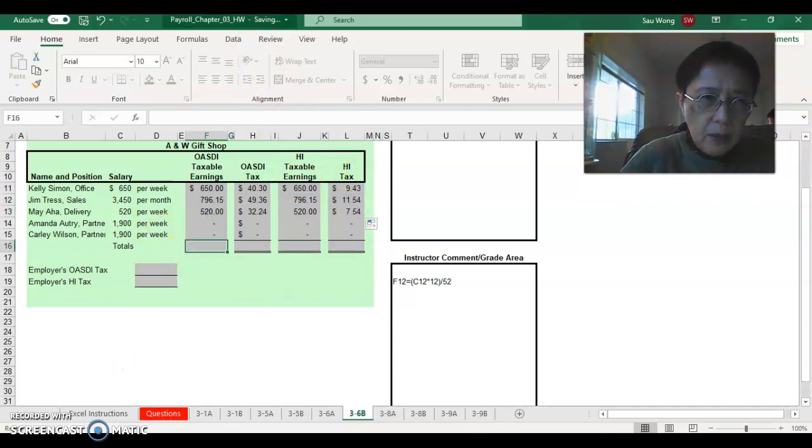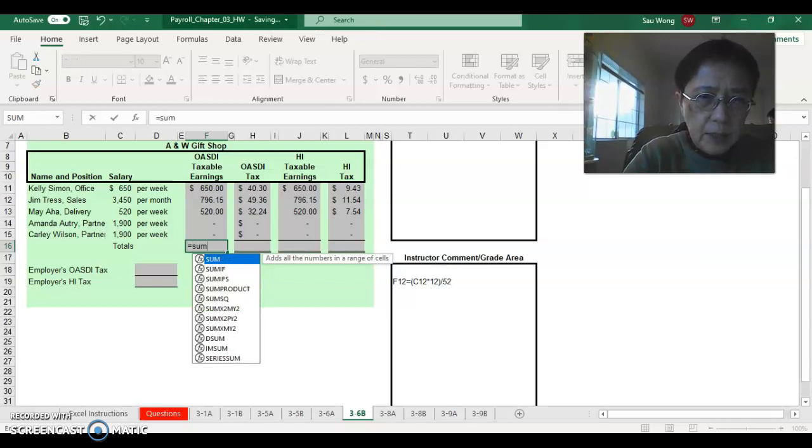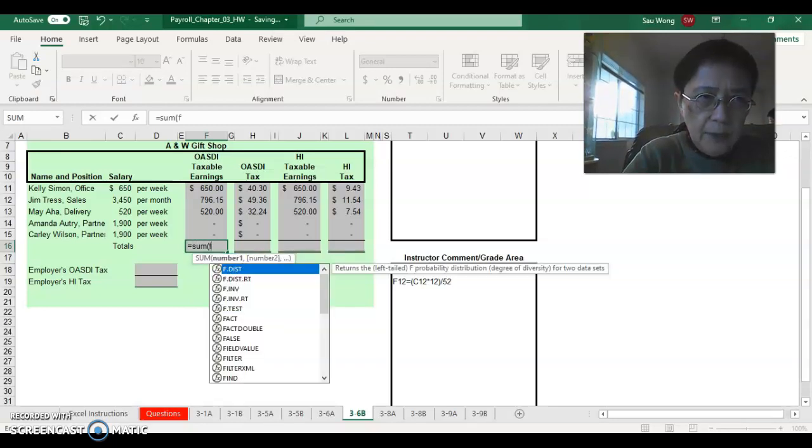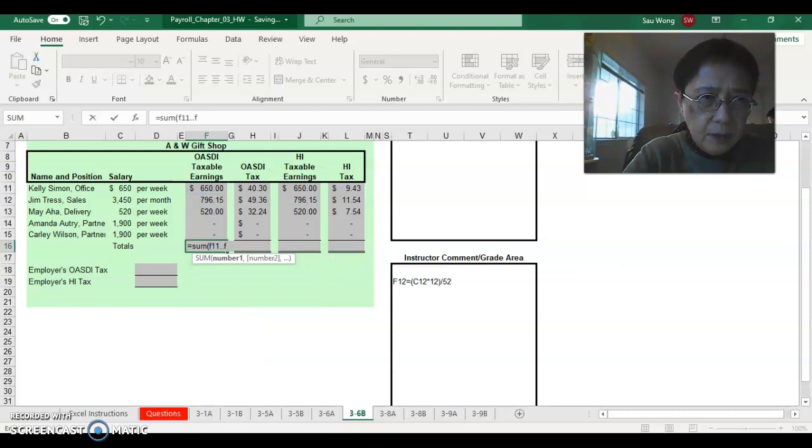Okay, so we need to total up the taxable wages, taxable earnings for OASDI, equal to sum, open bracket, F11 to F15. Then equal sum H11 to H15, or you can copy the formula from this one to this one and to this one, from H16 to J16 and to L16.